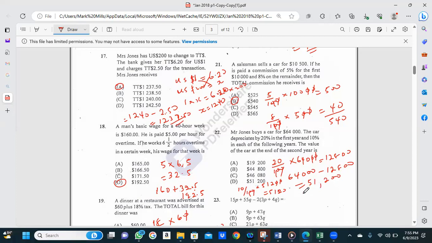Work out 51,200 minus 5,120. What do we get? 46,080. Come again? 46,080. Right, 46,080. Good.